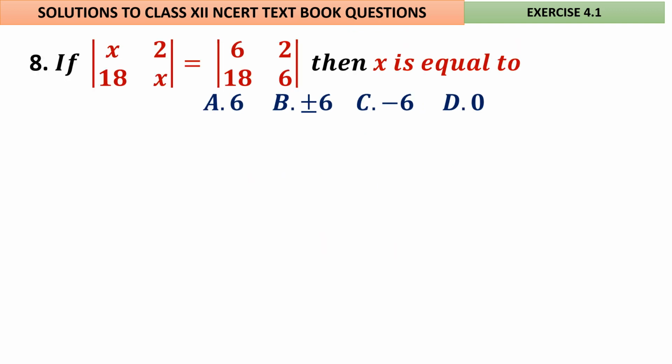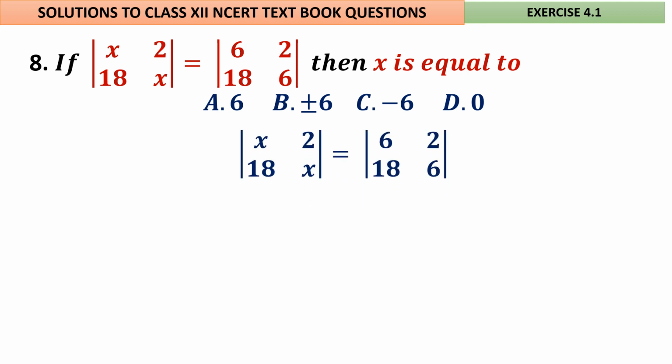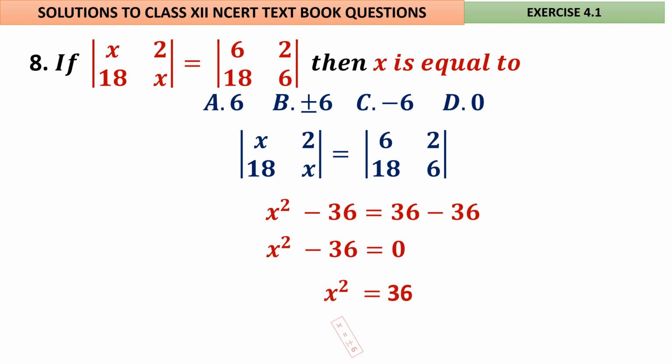Okay, now question number 8. It is given, and x equal to some, 4 answers are given, MCQ. You have to check which is the correct answer. Expanded, x square minus 36. Therefore, x square is equal to 36, x is equal to plus or minus 6. Therefore, x is equal to plus or minus 6. B is the correct answer.